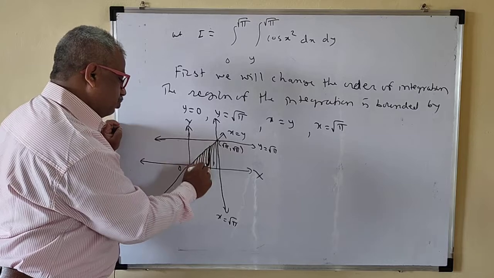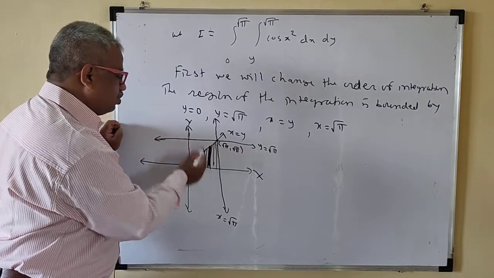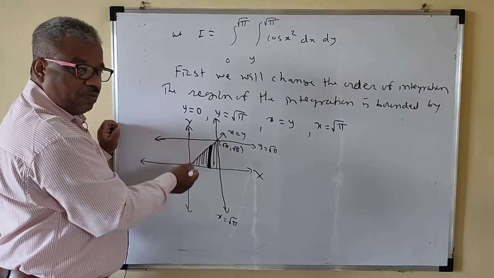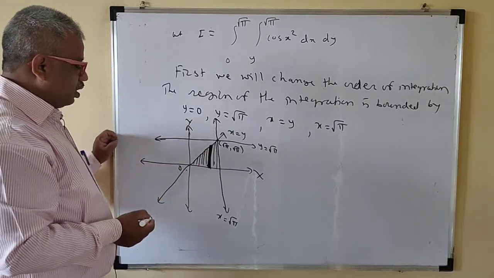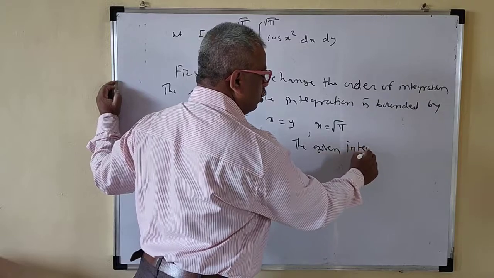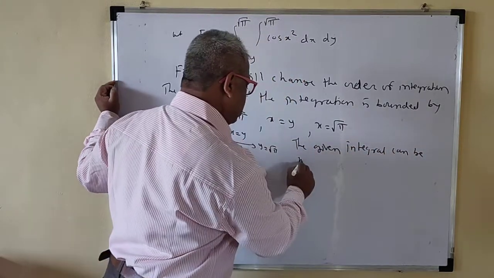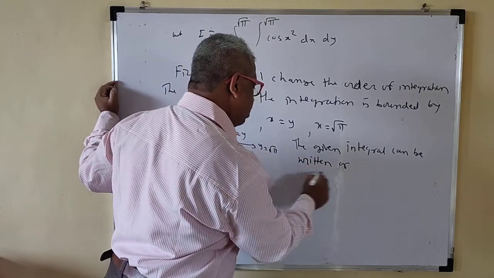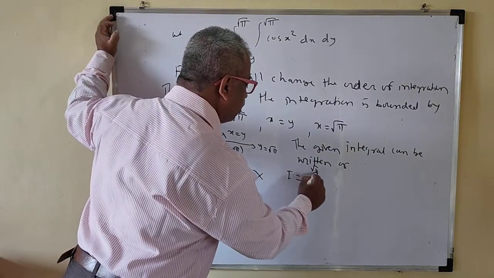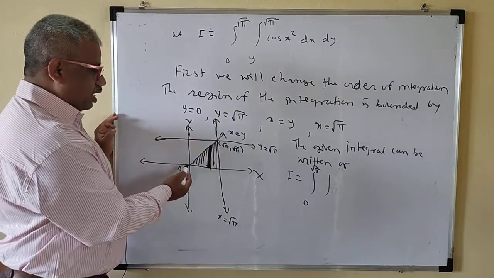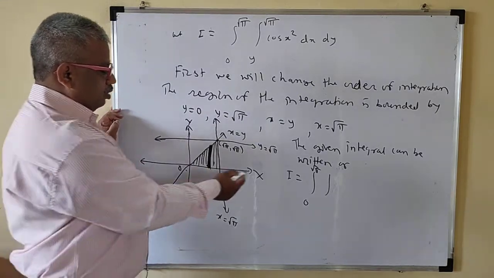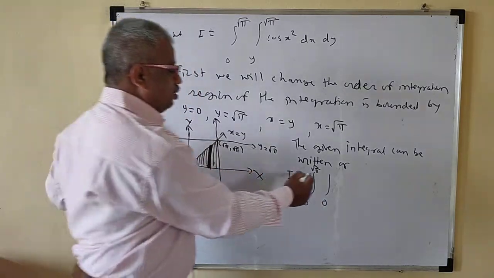We will draw the strip parallel to the y axis now. Anywhere you can draw this, it goes from this line to this line. You have to take care of that also. In some problems the curve will change here. The upper curve or lower curve will be changed. So now the given integral can be written as r is equal to the integration with limits of x from 0 to root pi. Limits of y: from the lower curve, y is equal to 0, to x.